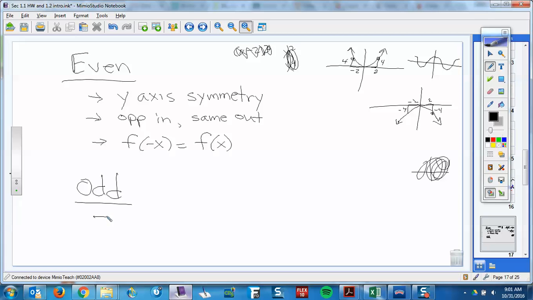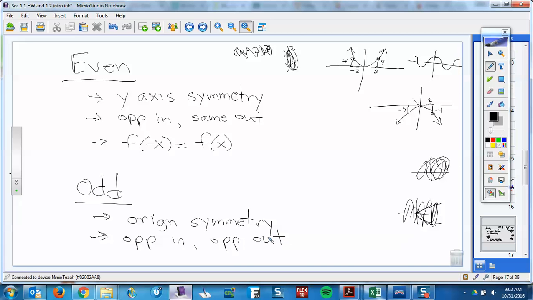Okay, odd function is kind of the reverse. Do you remember what the symmetry was on the odd function? It's origin symmetry. A lot of times people want to say x-axis. Well, that's actually kind of silly anyway, because what would x-axis symmetry look like? It wouldn't even be a function, right? You can't have x-axis symmetry. It's origin symmetry. If you put opposites in, you get opposites out. So in other words, if you put in a 2 and get out a negative 7, when you put in a negative 2, you should get positive 7.